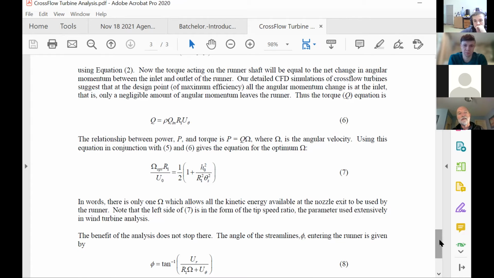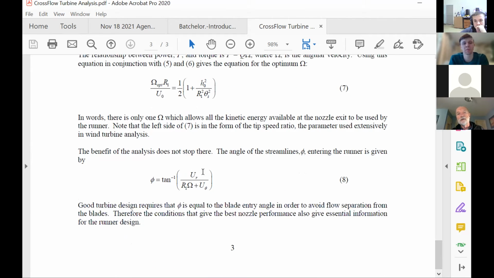Not only do we get that, but we get the angle of the streamlines coming in to the blades. And that is a very important piece of information, because the angle of the streamlines, if my pen is a streamline of the flow coming into the runner and my hand is one of the blades, then those angles have to be very closely the same.